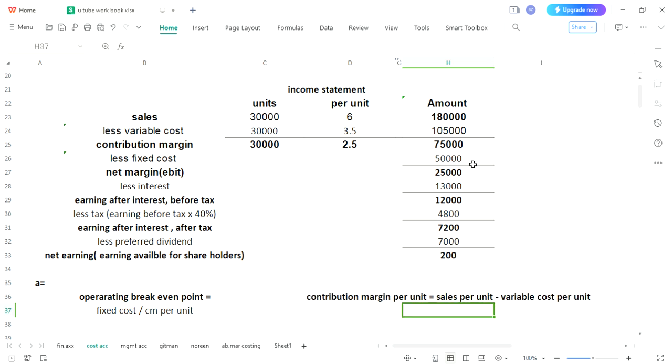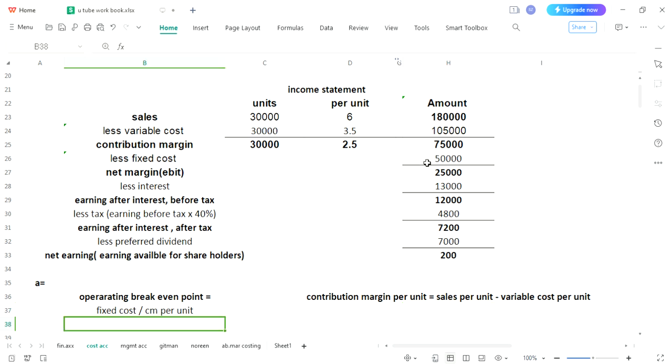What I had said, if you have this statement, even if it is required or not required, you will have everything in a very calculated or disciplined form. Whatever you need would already be present in your statement. Look over here, you have two types of contribution margin, per unit and total. When you subtract your per unit variable cost from sales per unit, you will get contribution margin per unit. So both are already available. Fixed cost is also present over here, and that is 50,000, and you need to divide it by CM per unit, and that is 2.5.